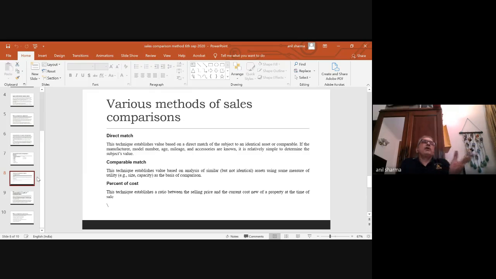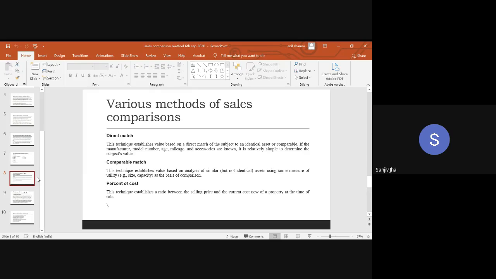Or you take off the foundation, for instance, or you'll add the foundation based on what the difference between the subject asset and the comparable asset is. So suppose you're valuing the machine with its foundation, right? You will obviously have to add the value of the foundation also, right? So you will add to the sales price, right? So that is called the percentage of cost method. Okay.